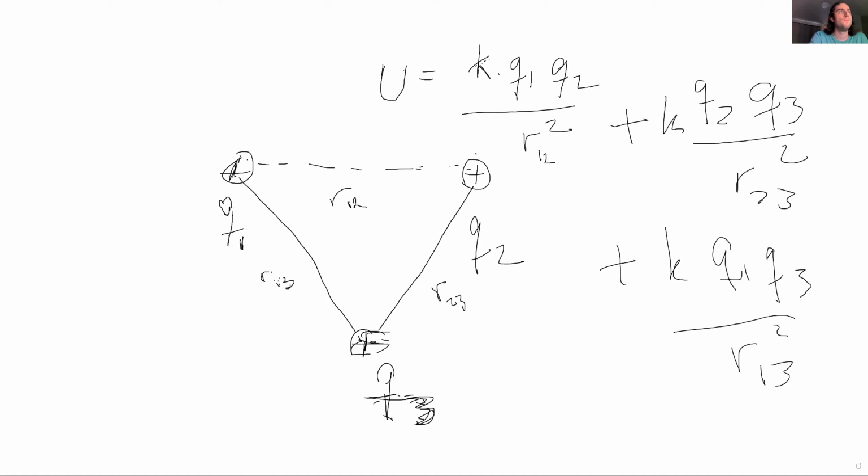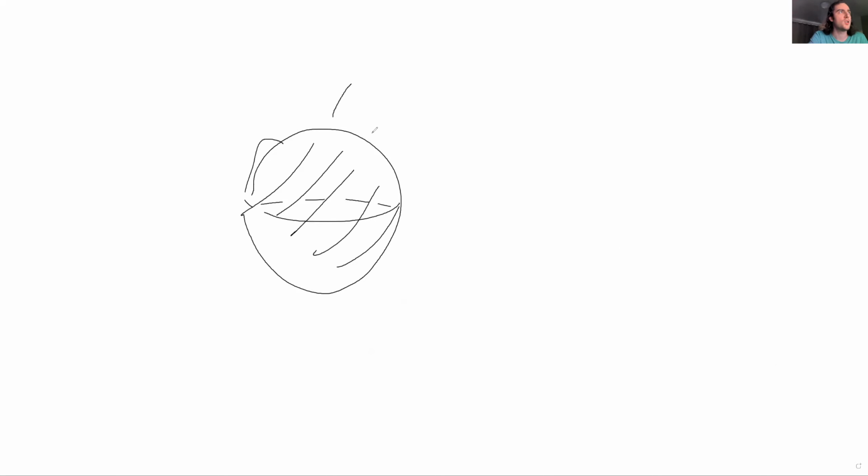And another way of understanding the potential energy here is in terms of something like a sphere of charge. You have a sphere that's charged, and it has a total charge Q.